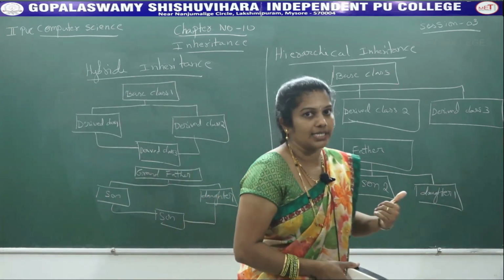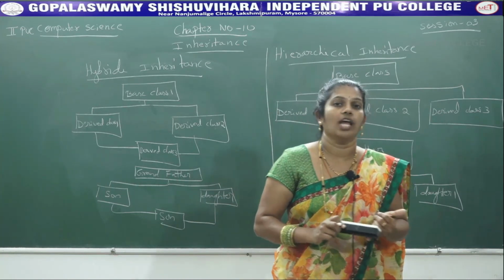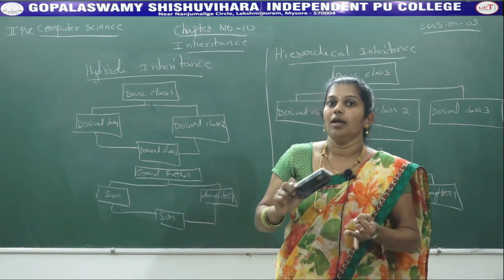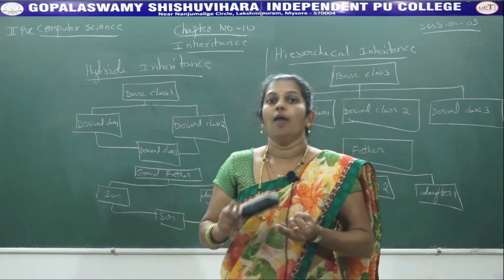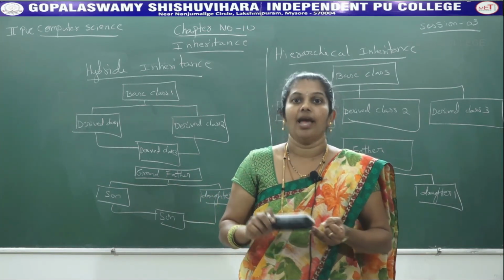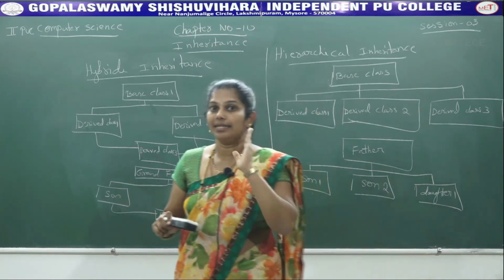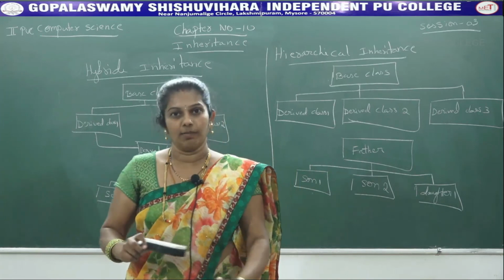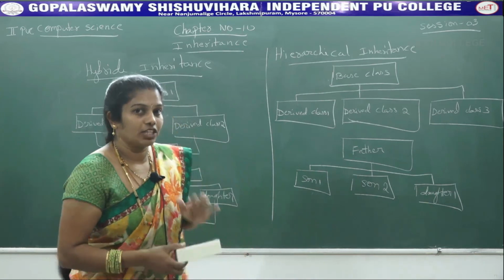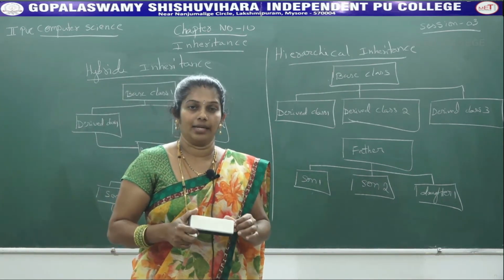Once again, I will recall all the things. Inheritance is nothing but the process of creating a new class by using an existing class. Advantages: time consumption will be less, memory can be less, easy to extend, easy to maintain and code can be reused. What is the syntax we used to write? First class, derived class, then colon, visibility mode, then next we write the base class. And types: single level, multi-level, multiple, hybrid, hierarchical.